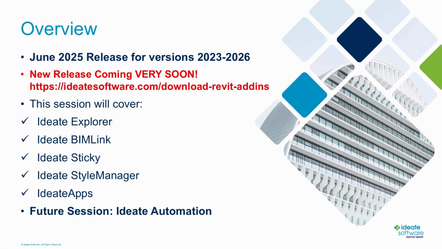The June 2025 release of Ideate Software supports Revit versions 2023 through 2026. We've aligned and updated all 6 of our solutions with these Revit versions. You may already know, if you're using an earlier release of Revit, don't worry, we continue to provide archived versions of our tools. These legacy versions won't include the features I'm about to show you today, but you can find them on our archive page.